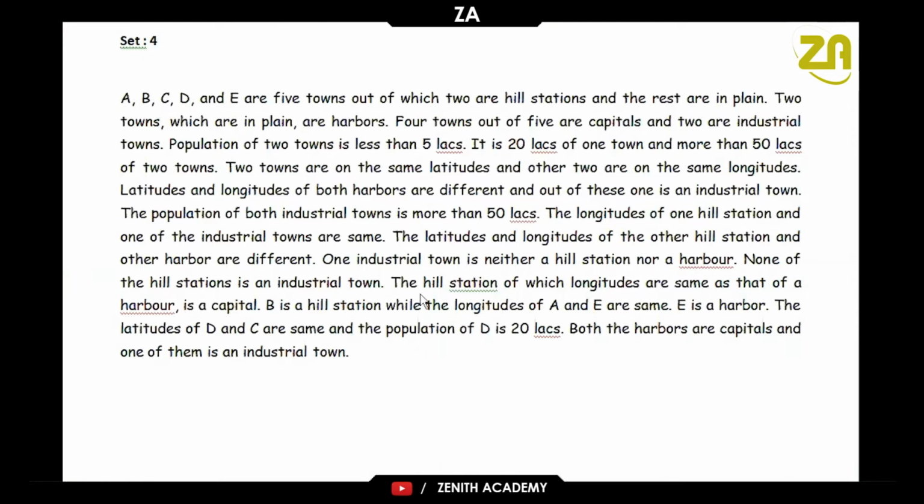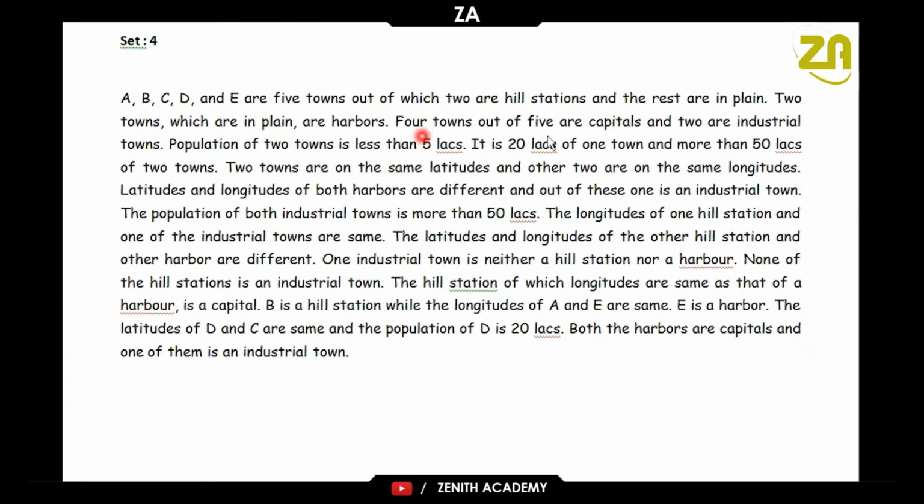Let us have a new set. In this set, we have different information. And this time, the amount of information is bigger. A, B, C, D, and E are 5 towns, out of which 2 are hill stations and the rest are in plain. 2 towns which are in plain are harbors.